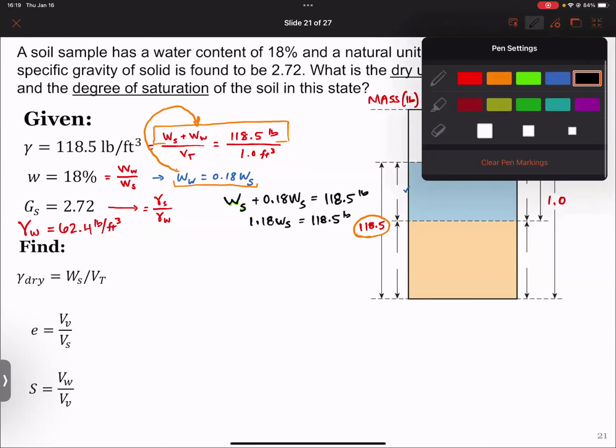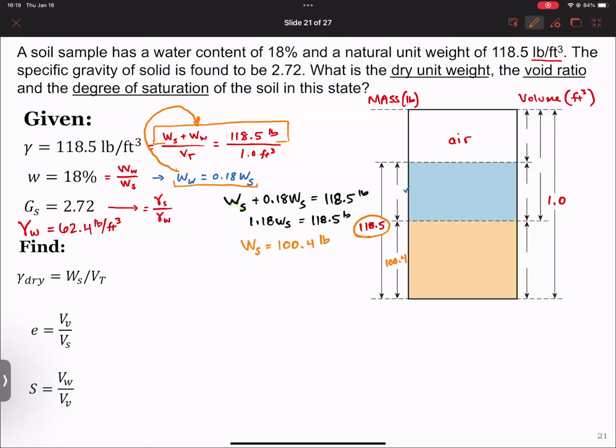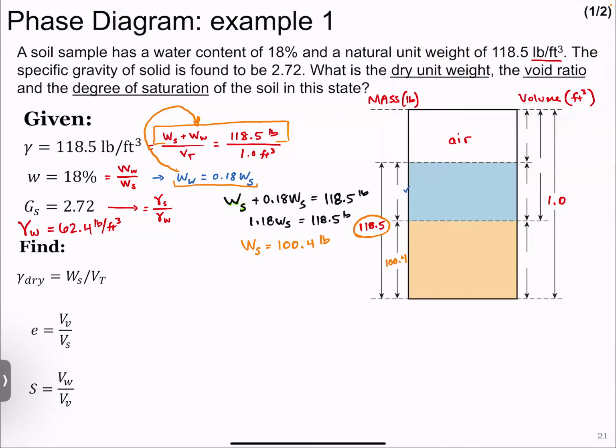So what we can do now is solve for the weight of the solid portion. The weight of the solid is 100.4 pounds. And then we can plug that weight of solid back into our weight of water equation. Or we can think about it this way: there are two ways we could solve that. We could either go based off of 118.5 minus 100.4 or plug it back in. But at the end of the day, we get the weight of water to be equal to 18.1 pounds.